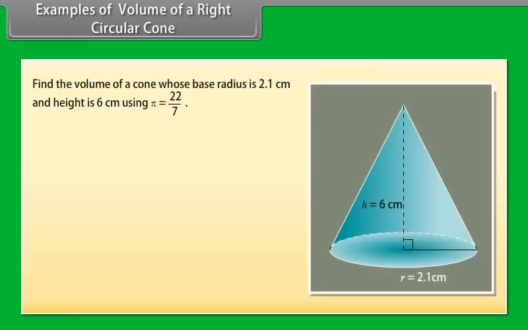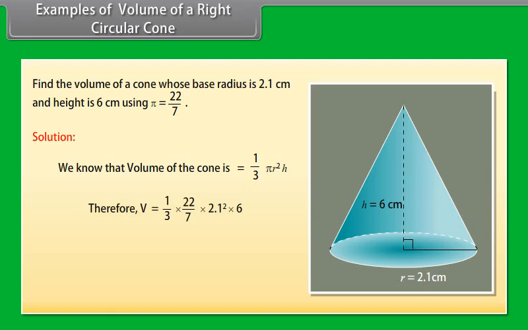Examples of volume of a right circular cone. Let us now solve an example. Find the volume of a cone whose base radius is 2.1 cm and height is 6 cm using pi as 22 upon 7. Solution. We know that volume of the cone is 1 upon 3 pi r² h. Therefore, V is equal to 1 upon 3 into 22 upon 7 into 2.1² into 6, which is equal to 27.72 cm³.